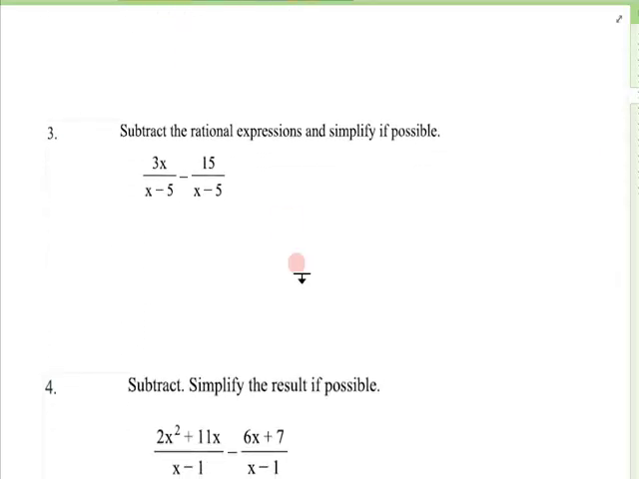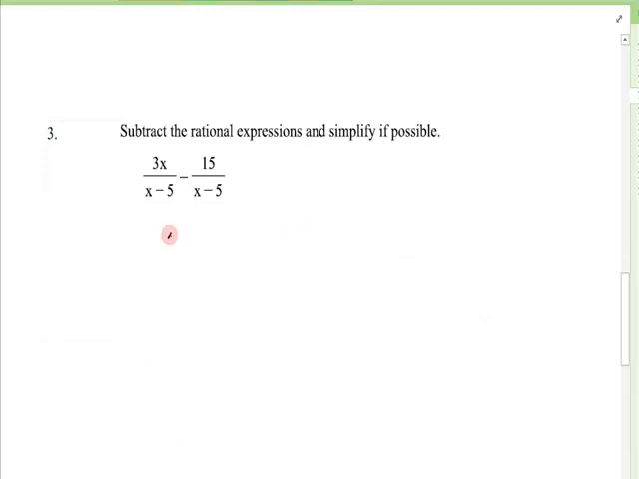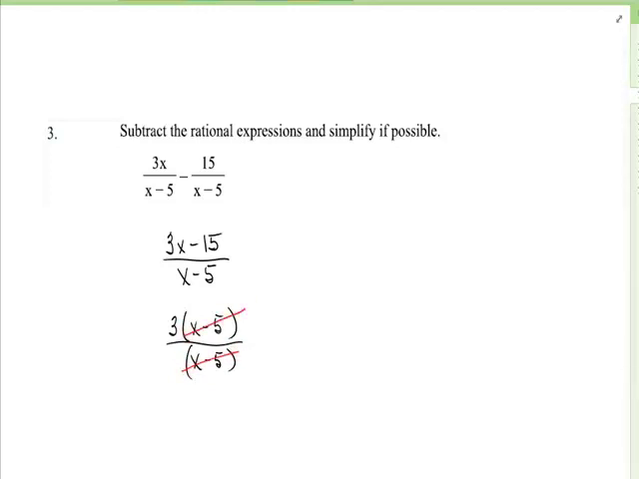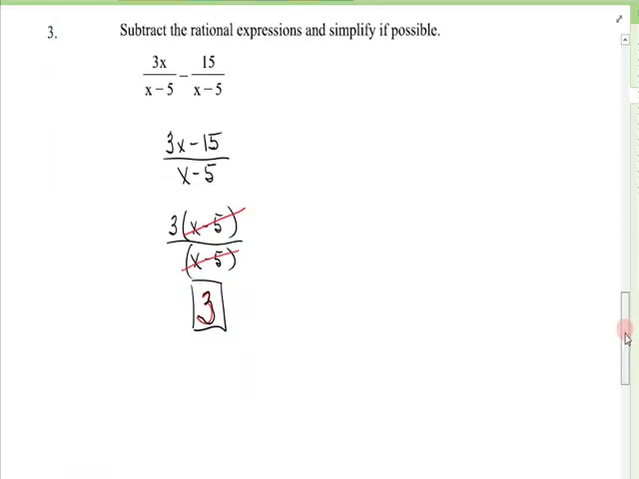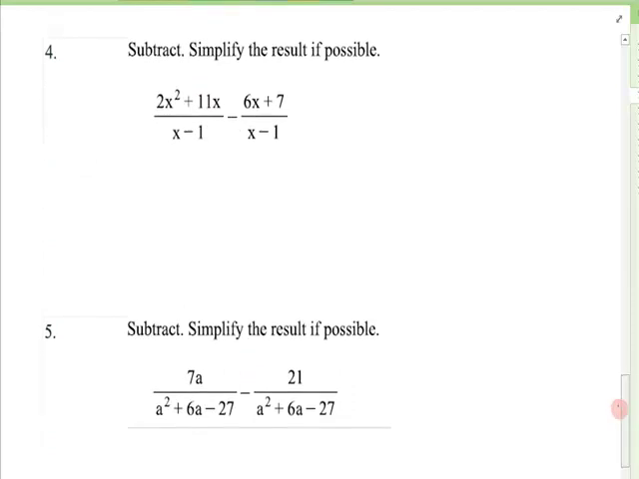You have to be more careful when you're subtracting. I'm going to end up with 3x minus 15 over x minus 5. Can I factor? Yes, that numerator factors: common factor of 3 times x minus 5 over x minus 5, and there's nothing I can do with it, but it is a common binomial factor. That leaves me with 3. It's 3 over 1. We don't put the over 1. All right, number 4.